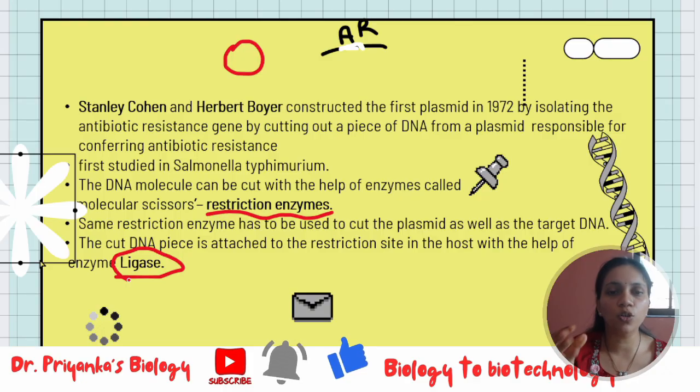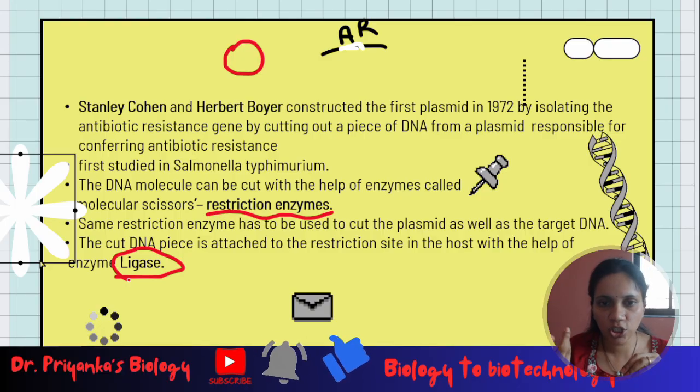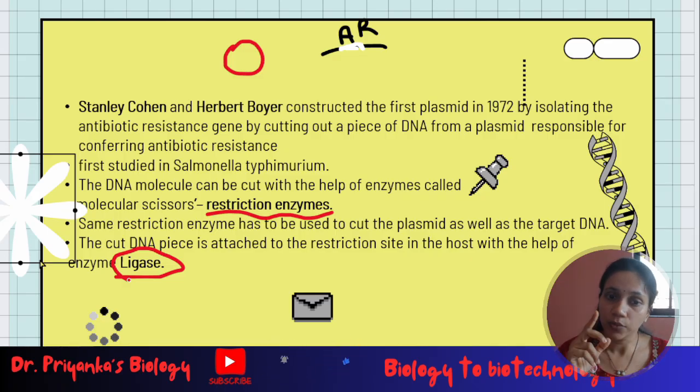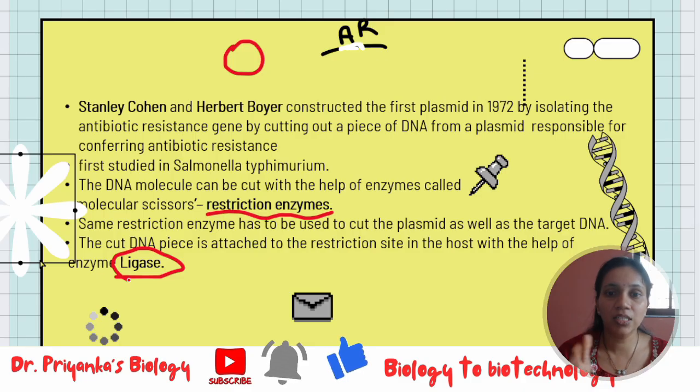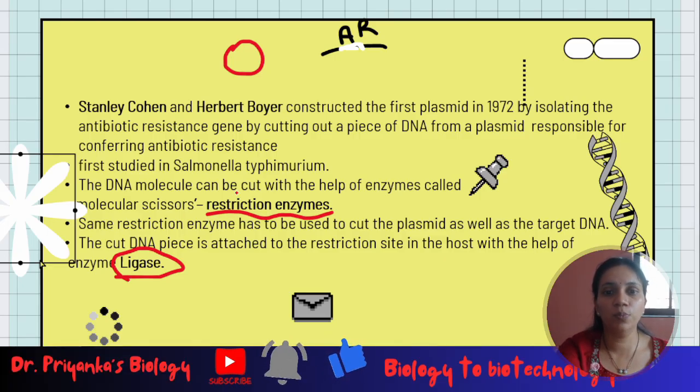Ligation is the process of joining. So restriction enzymes are the molecular scissors which will cut the DNA at a specific sequence, whereas the ligase is the glue which is going to join two strands of DNA or two pieces of DNA.